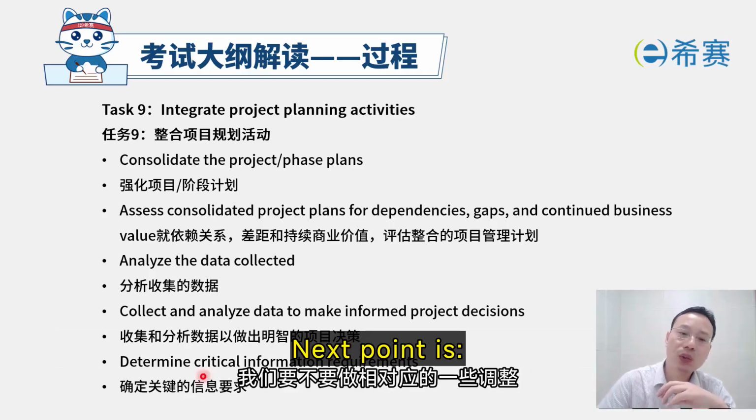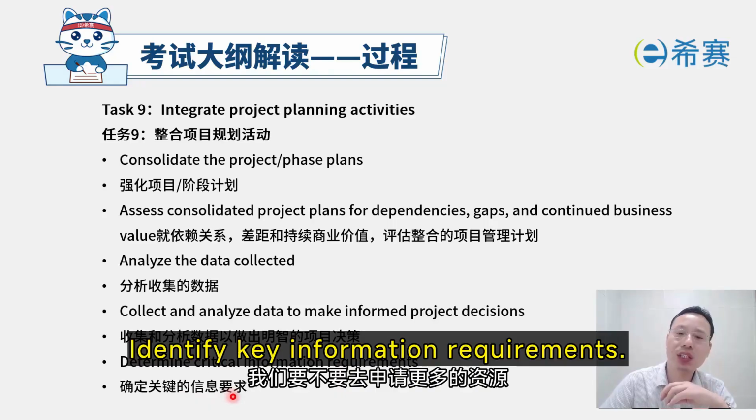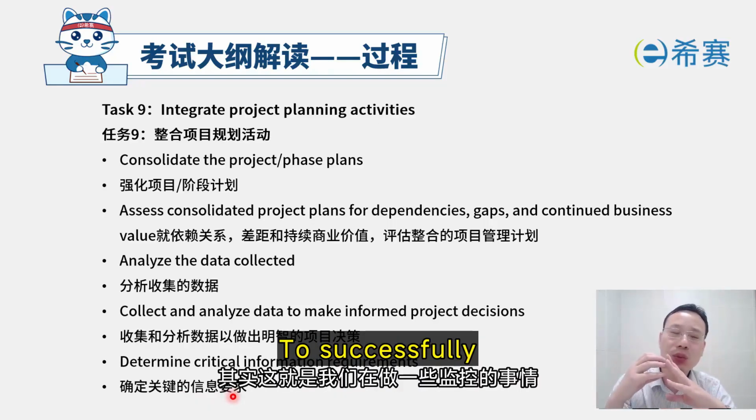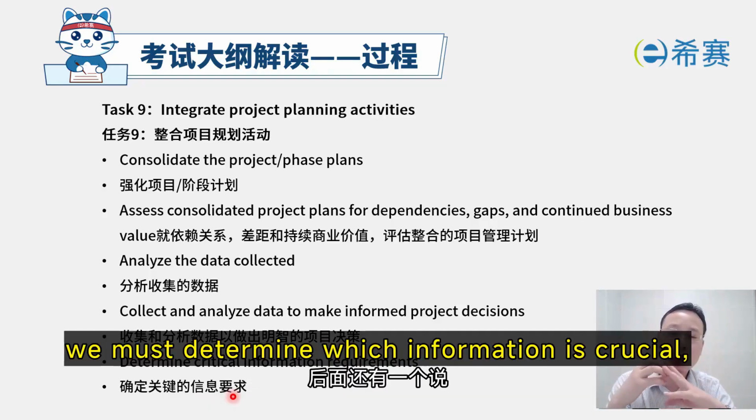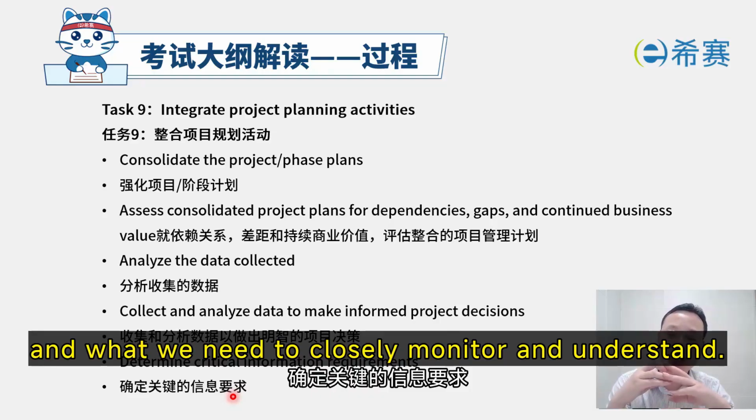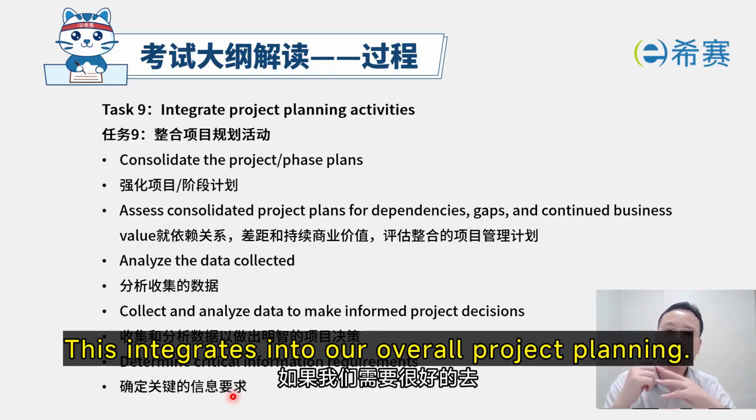Alright. Next point is identify key information requirements. In other words, to successfully execute this project, we must determine which information is crucial and what we need to closely monitor and understand. Right. This integrates into our overall project planning.